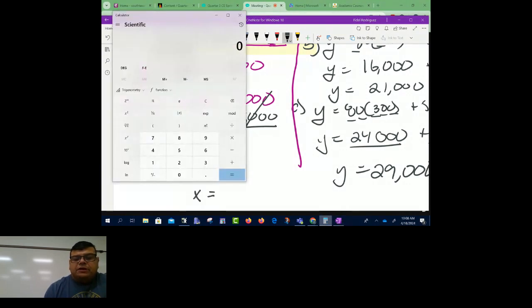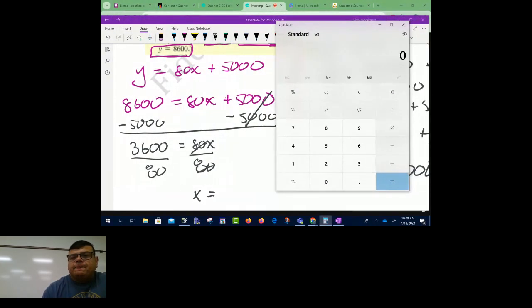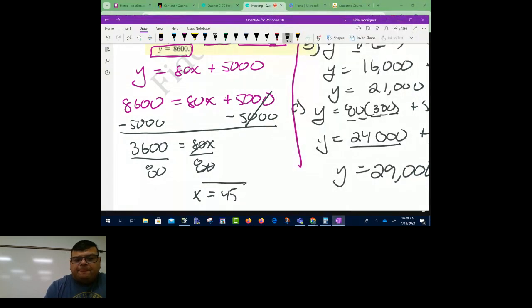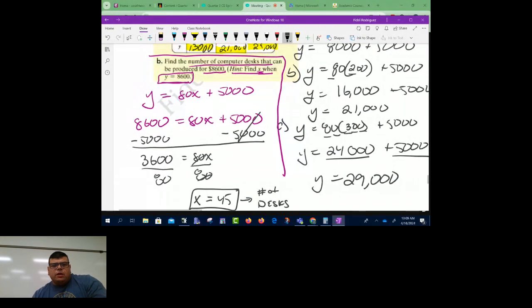Let me grab my calculator here. I'm going to just make this a basic calculator. We had 3,600 divided by 80, and I'm coming up with 45. So remember, y'all, what does this stand for? This is the number of desks. Now, before I go on, y'all, I want to mention something here. In this problem, we had $8,600 to spend, and we wanted to know how many desks could we make, and we came up with 45.